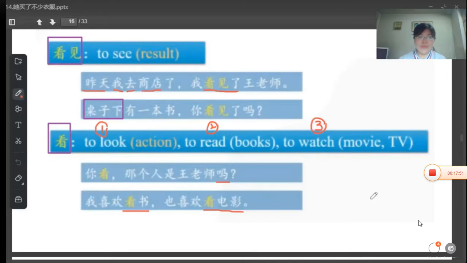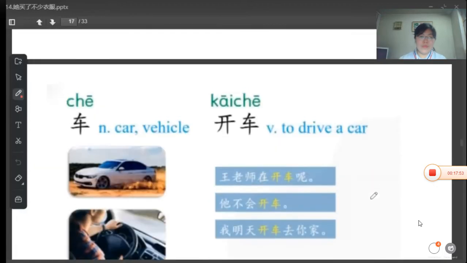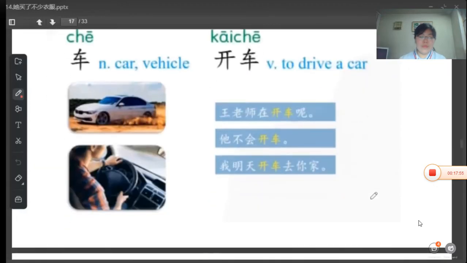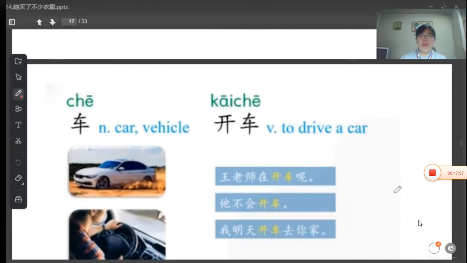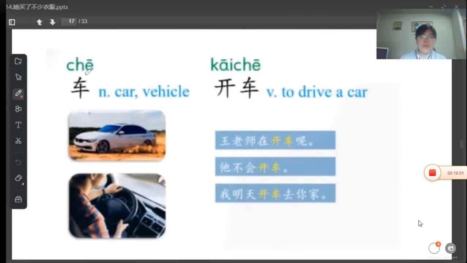In today's new Chinese character, we learned 车. It means car or vehicle. 车 is a noun. How about this picture? This picture shows us driving.